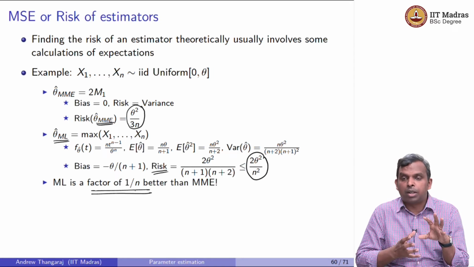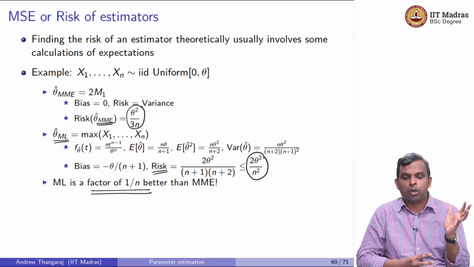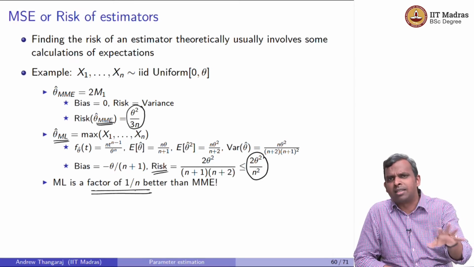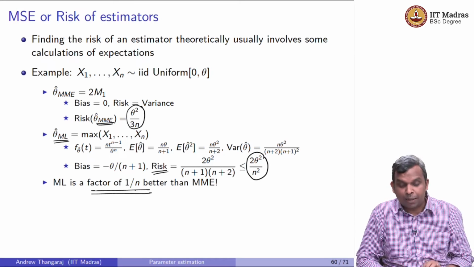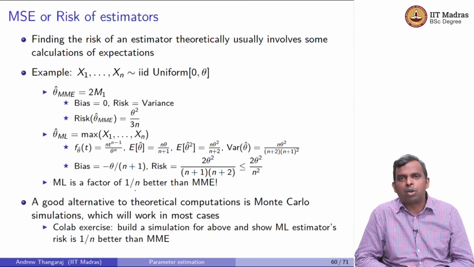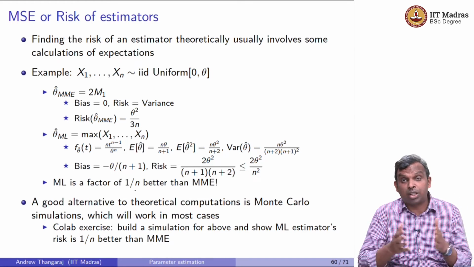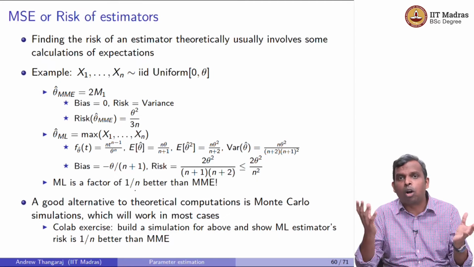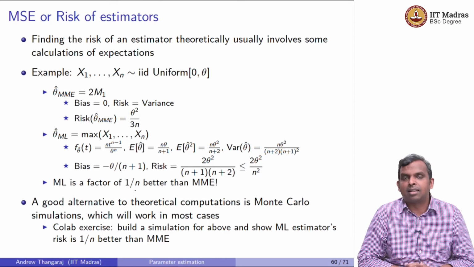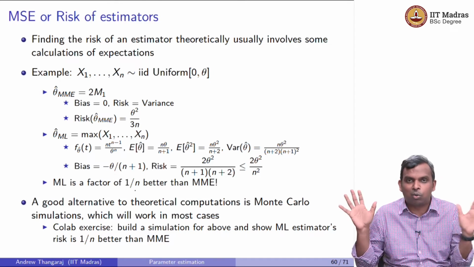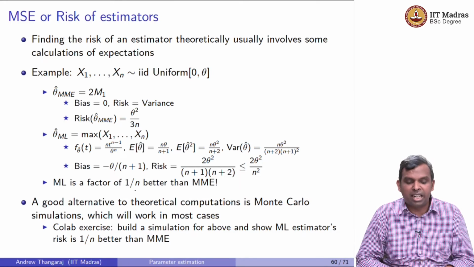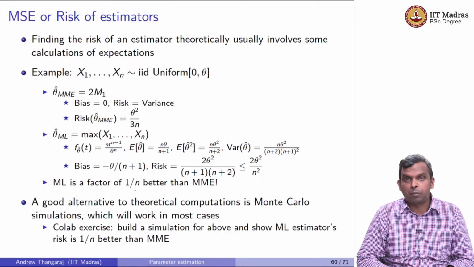You want to prove that the risk of one is better than the other. Here we did some calculations with some known distributions. Supposing you don't have all that, or you don't want to do it, or it's just too involved a calculation. Quite often the calculation will become so involved that you can't do these things theoretically and cancel out and figure out what it is. Here in this case it worked out very neatly. It may not work out the same way in general.